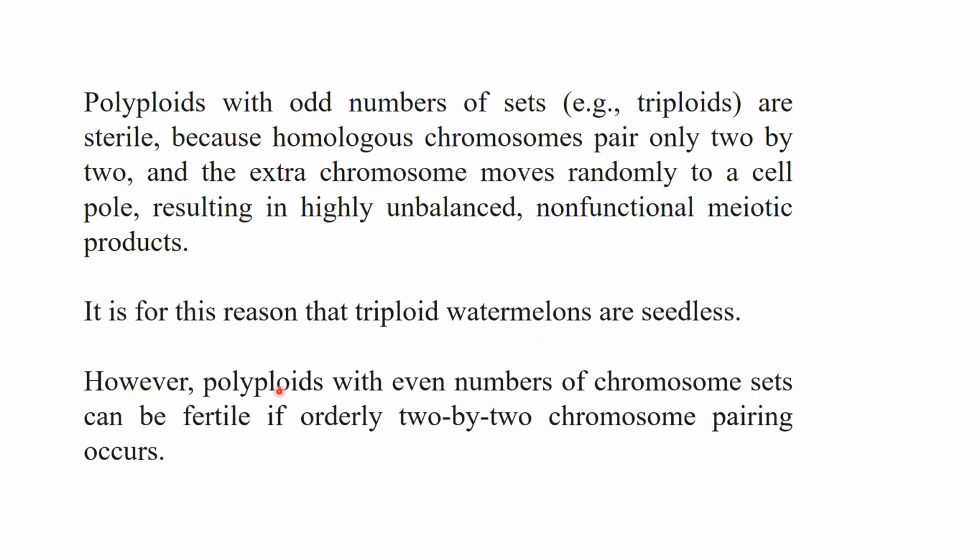However, polyploids with an even x number of chromosome sets can be fertile. वो polyploids जिसमें even number of chromosomes होते हैं वो fertile होते हैं if orderly 2 by 2 chromosome pairing occurs. अगर उसमें orderly pairing है, then the condition will be fertile.